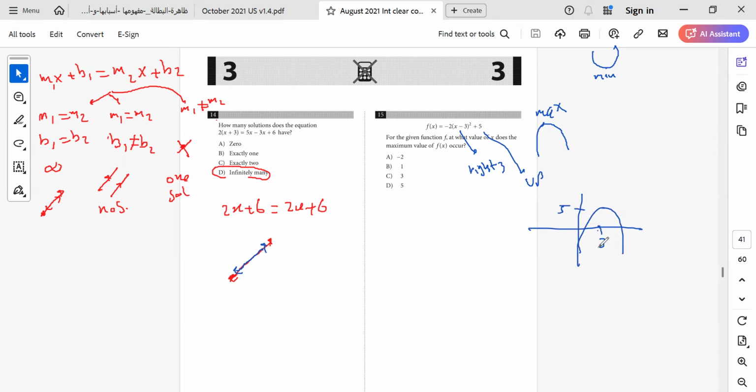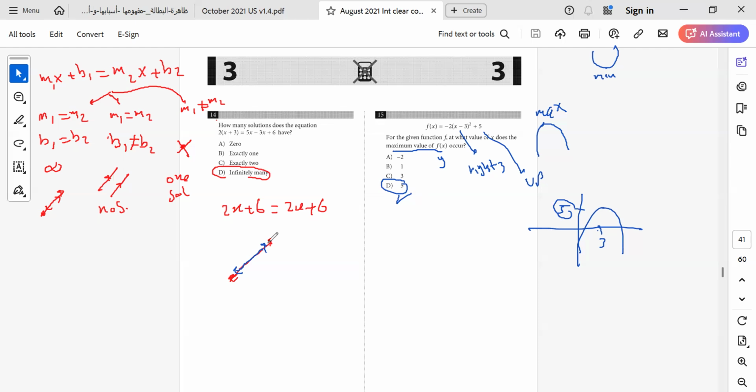Will I choose 3 or 5? What is he asking for, y or x? He asks for the maximum value of the function, which means y, so I would choose 5. But if he said the x coordinate or the x value, I would choose 3. So take care about this point. You should read carefully. Did he ask about y? Then write y, 5 here. If he asks for the x value of the maximum, choose x. If he said y or f or the function, the function means y, which is 5.